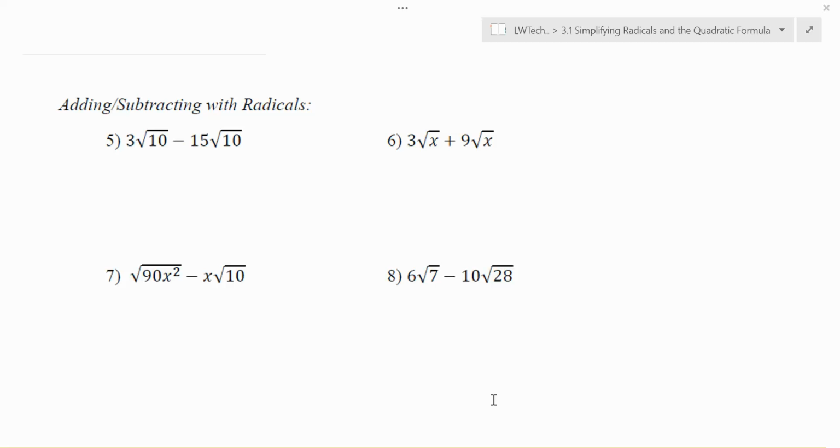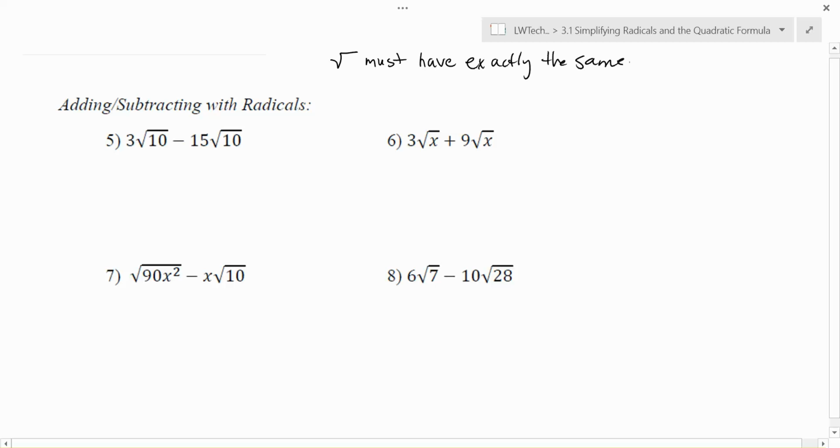In some of the problems in this unit, we're going to be asked to add or subtract expressions that have radicals in them. So what are the rules for adding or subtracting terms that have radical expressions in them? Well, in order to add or subtract things with radicals, the radicals must have exactly the same thing inside. If they're not exactly the same inside, then they're not like terms and we can't put them together.